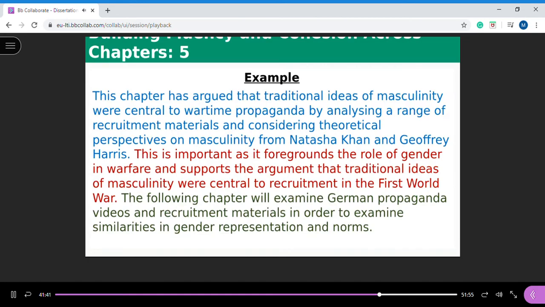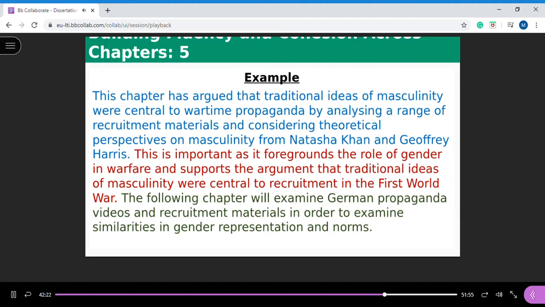So you can start with an overview of the main findings of the chapter. This chapter has argued that traditional ideas of masculinity were central to wartime propaganda by analysing a range of recruitment materials and considering theoretical perspectives on masculinity from Natasha Khan and Geoffrey Harris. It then states why what you did in that chapter is important. This is important as it foregrounds the role of gender in warfare and supports the argument that traditional ideas of masculinity were central to recruitment in the First World War. Then it ends by saying how the next chapter will further develop this discussion.